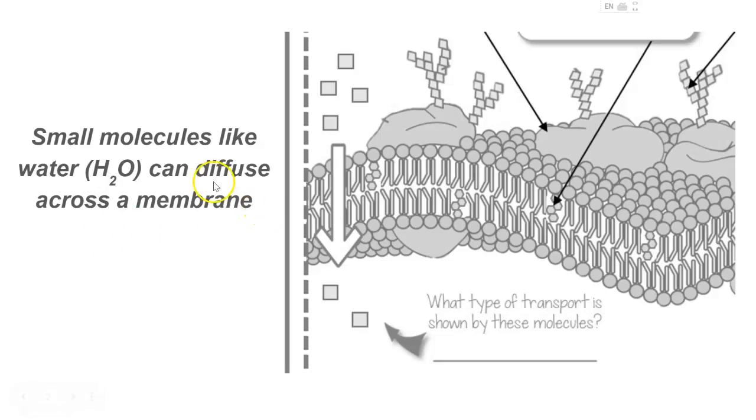Remember that the membrane is made up of a bunch of phospholipids that are crammed together like people at a concert, but there are spaces between them. So if a molecule like water is small enough, it can fit through those spaces.